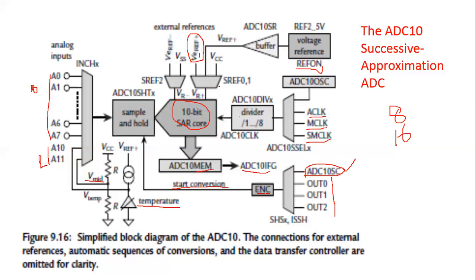Briefly, in the successive approximation method we have two reference voltages, V plus and V minus. Reference voltages are VCC, VSS, and external signals that we have to generate from outside. We have 8 analog signals and 2 internal signals. These 10 signals are applied to the sample and hold circuit, which converts into a digital signal. Now the reference voltage and this V input are compared.